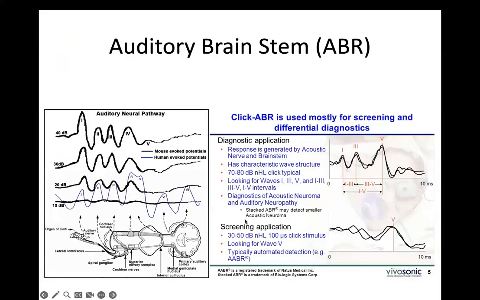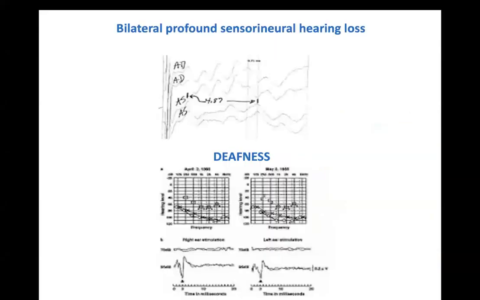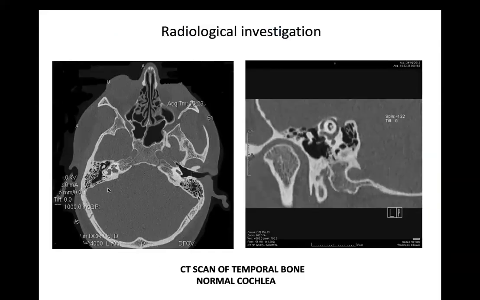And this is how it looks like. Again, this is very advanced. We didn't even take this in detail in fifth year. They just mentioned it briefly, and only residents and consultants would actually need to use this, and would understand it, of course, very well. But yeah, he just put it there so you guys are aware of the different ways hearing is tested, sorry.